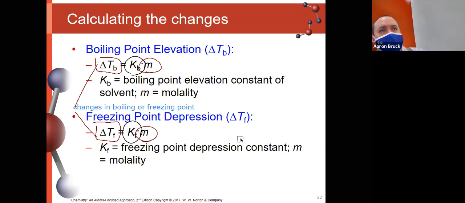In the freezing point depression, again, same thing, does not give us the new freezing point, instead gives us how much the freezing point is depressed, how much lower it is now than it was before. So again, if my freezing point depression is 3 degrees, it doesn't mean that the freezing point's 3 degrees. It means it's 3 degrees below normal. 0 degrees is normal. -3 would be the new freezing point.